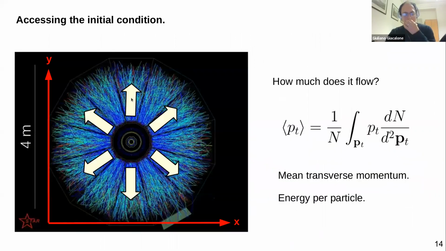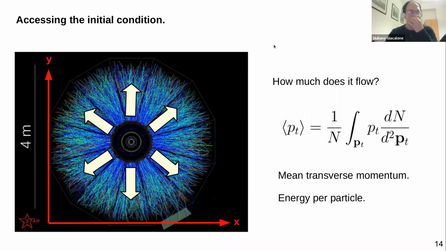Another observable, well, it's actually not new, but something that has been realized recently to be extremely powerful for this kind of game, is the mean momentum, which answers the question of how much you flow. So this is not about the shape of the flow, whether elliptical, triangular, etc., but it's more like how strongly it flows. So the energy per particle tells you about that. You don't care about anisotropy here. It's just a mean value.